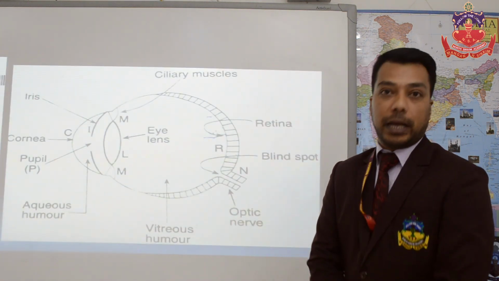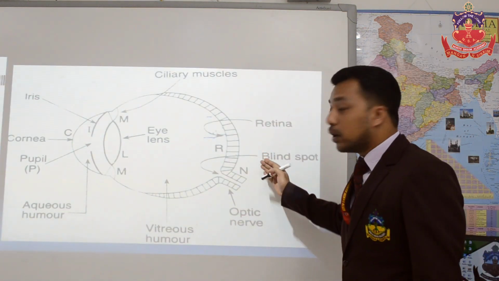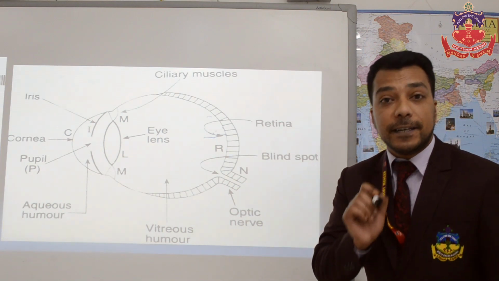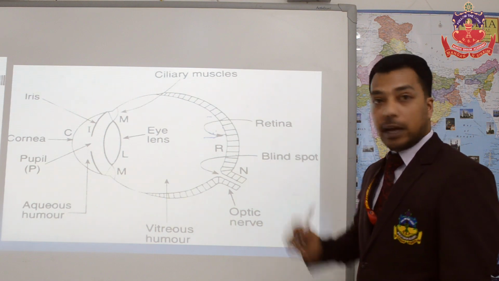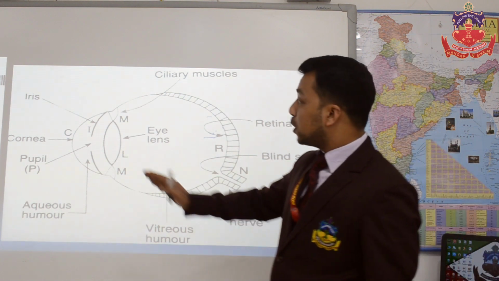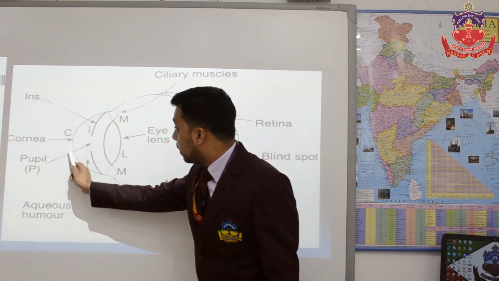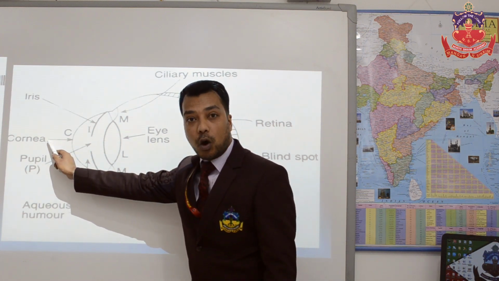So let's first see how a human eye looks like. This is the picture of a normal human eye. Now, let us see which are the various parts of the normal human eye. As you can see, the first part out here is known as the cornea. This outer surface is known as the cornea.